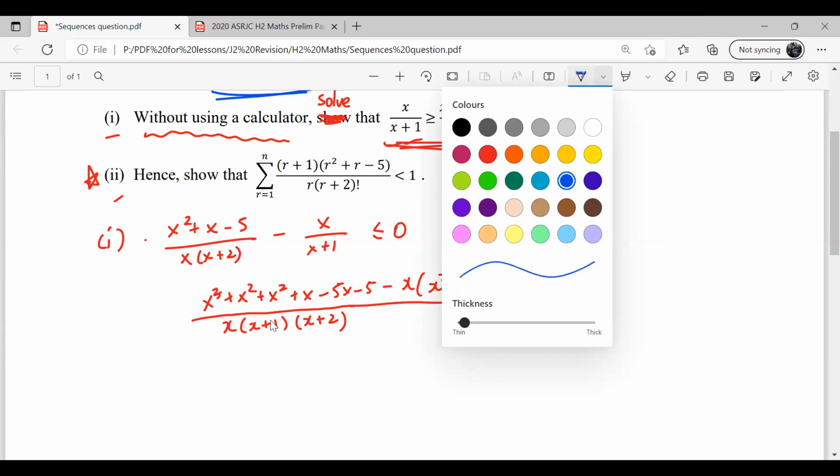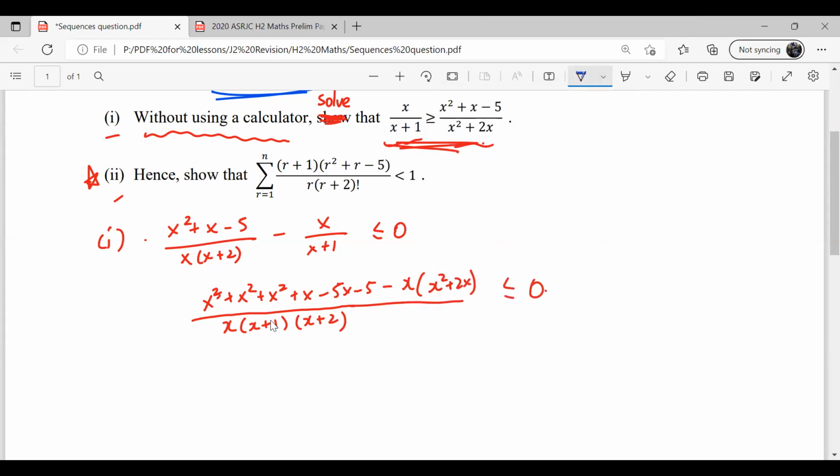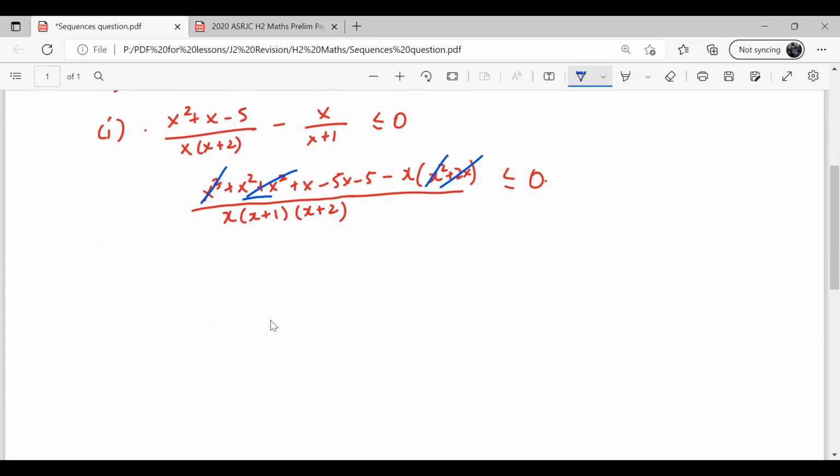So you realize that there's an x cubed here that can be removed. There's also 2x squared here and a 2x squared. So we'll be removing these two. Okay, so makes things very easy now. You're just left with negative 4x minus 5 over x plus 1, x plus 2.